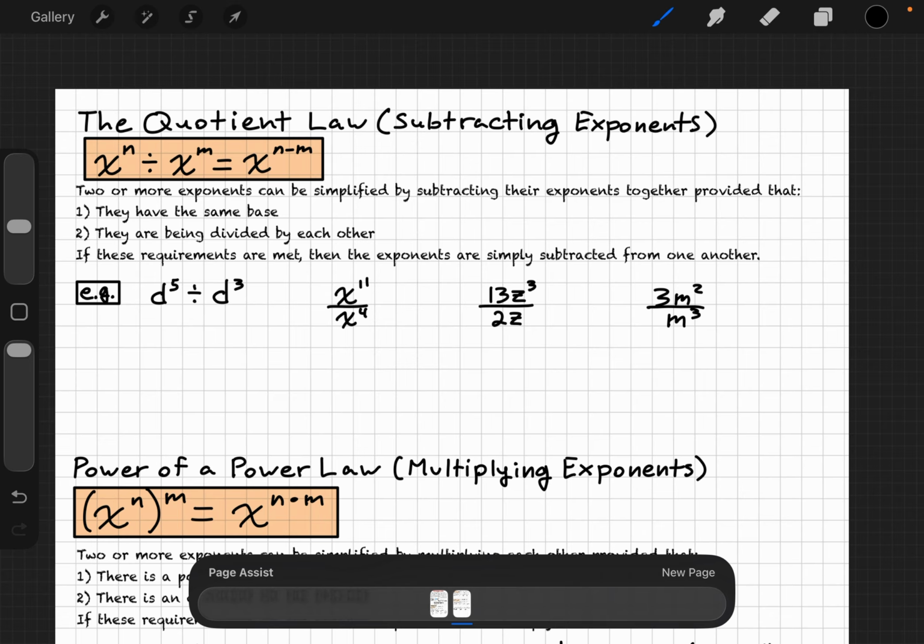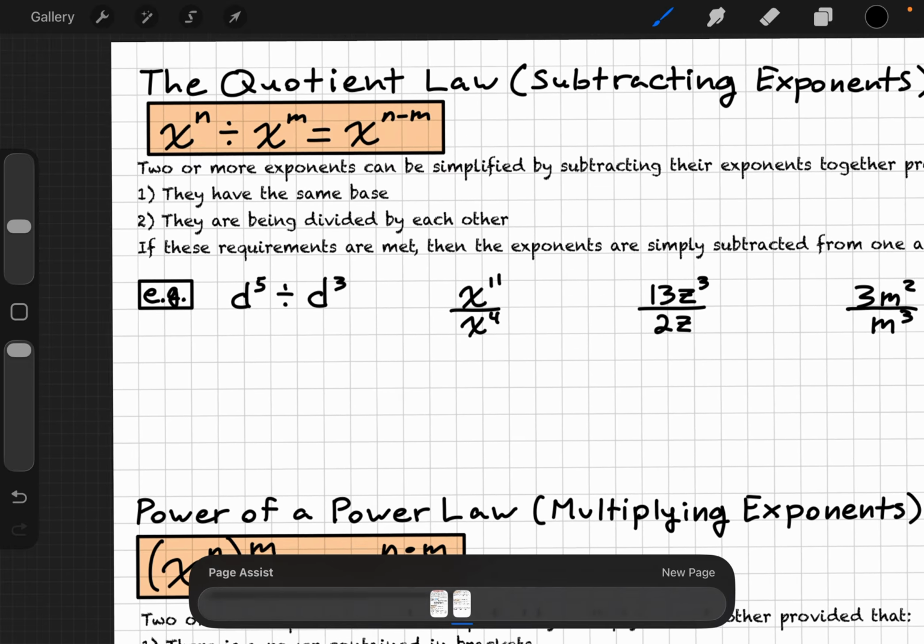This is the same thing as x to the power of n minus m. Let's read the description. Two or more exponents can be simplified by subtracting their exponents, provided that 1, they have the same base, 2, they are being divided by each other. If these requirements are met, then the exponents are simply subtracted from one another. Let's check out these examples.